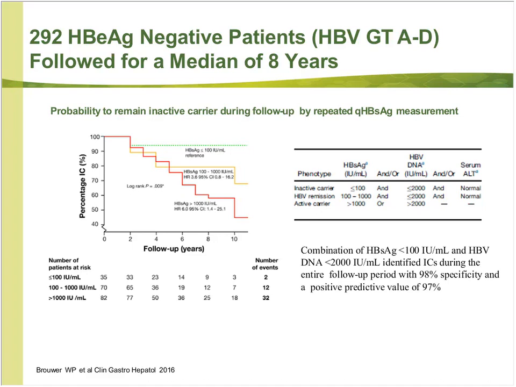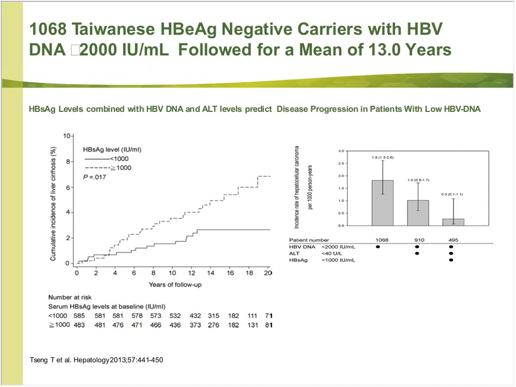testing or by imaging. This is a Taiwanese study in E-negative patients with HBV DNA levels low, under 2,000, followed for over 13 years. When you combine S antigen levels with HBV DNA quant and ALT, you can help predict the risk of disease progression in those low patients.